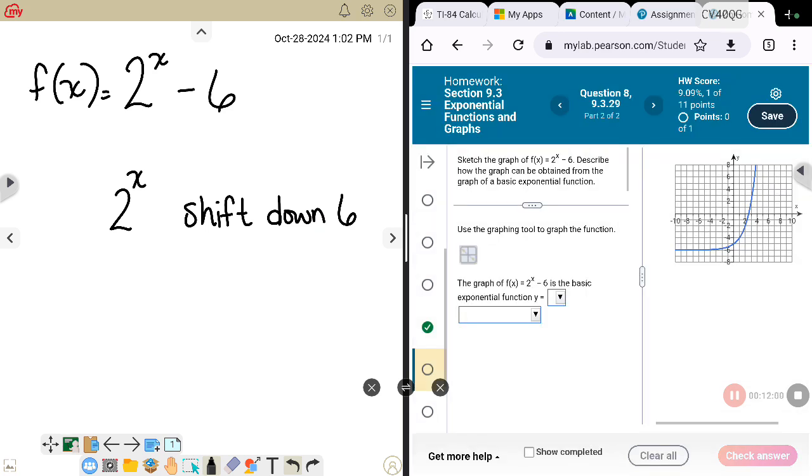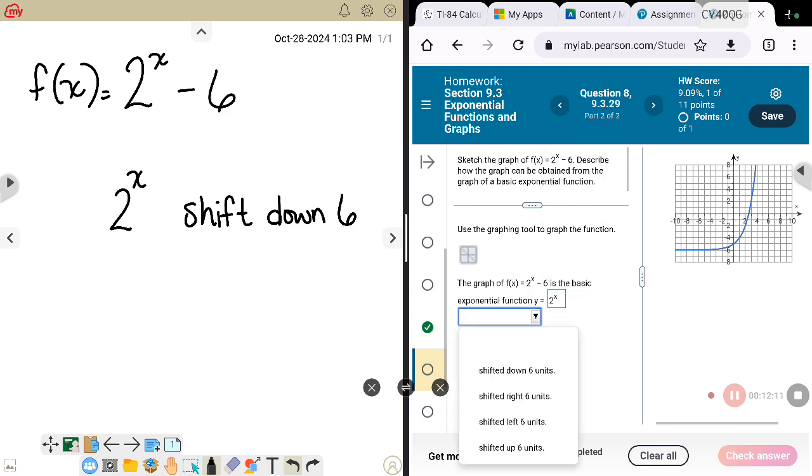And then it asks it backwards on this one. We're going to start off with the function y equals 2 to the x power. And then we're going to shift it down 6, which we've actually already done.